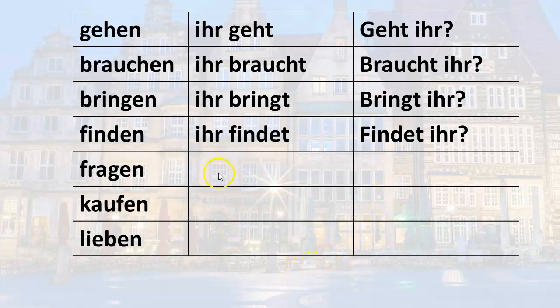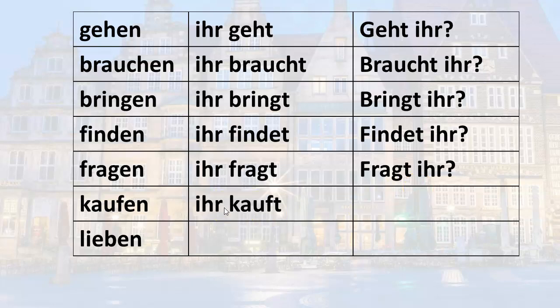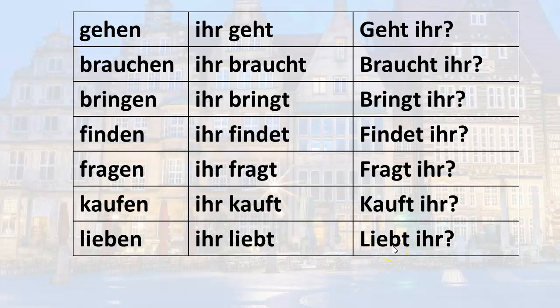Fragen. You ask. Ihr fragt. Do you ask? Fragt ihr? Kaufen. Ihr kauft. Remember, ihr kauft is you buy, you do buy, you are buying. The question, do you buy? Start with the verb form first and then the subject. So kauft ihr? Lieben. How do you say you love, you do love, you are loving? Ihr liebt. Now the question, do you love? Liebt ihr? And there you have it.